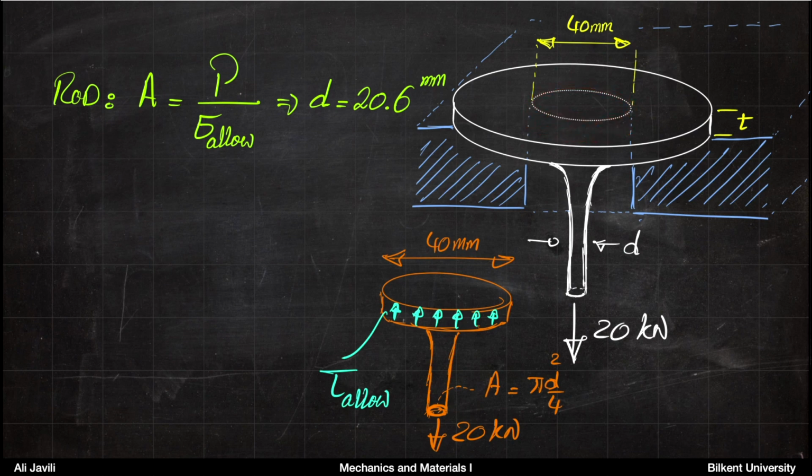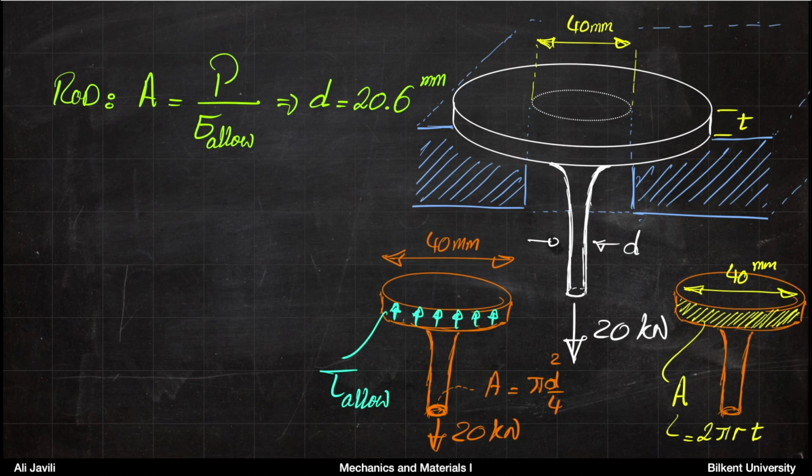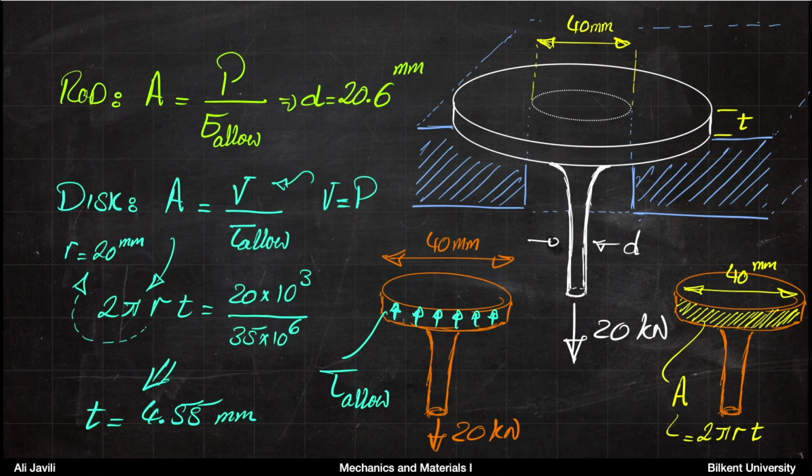So if you look at the structure you have here, the shear stress would be applied on the area as shown here. And that area you can calculate by 2 pi r times thickness. Now r here is the radius of the disc basically. That 40 millimeter is the diameter. So you can calculate that, but then we don't know what the thickness is. So we want to know the thickness.